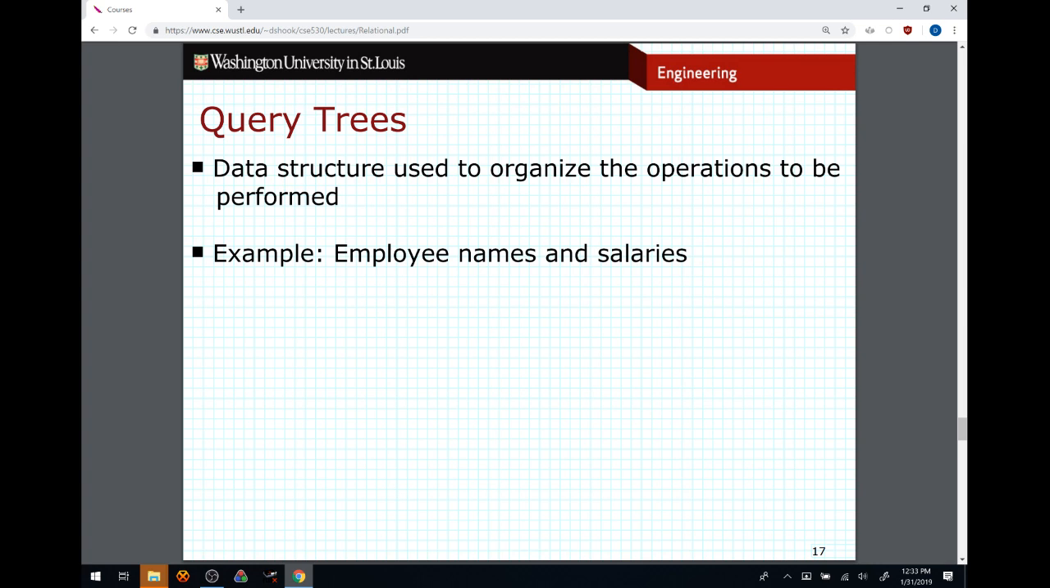What operations need to be performed? What order do those operations need to be performed in? This is an actual data structure that your database implementation will create to represent the query, to bridge the gap between the SQL query and the relational operations that need to be performed. So let's take a look at an example of a query tree.